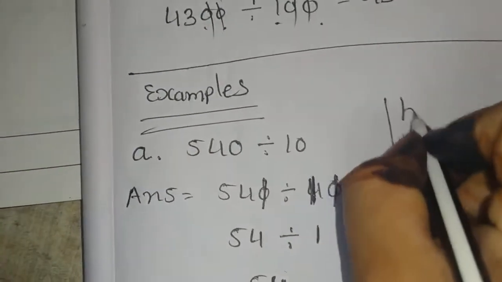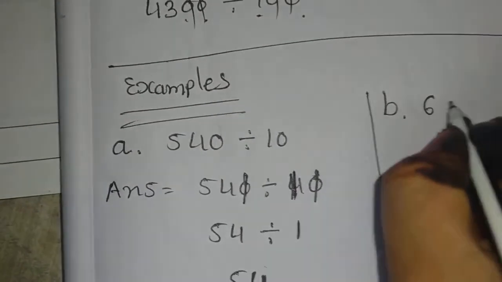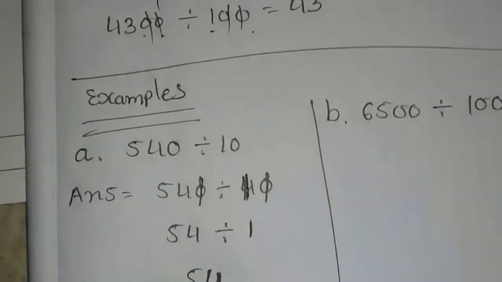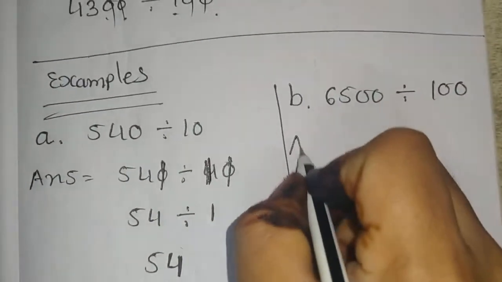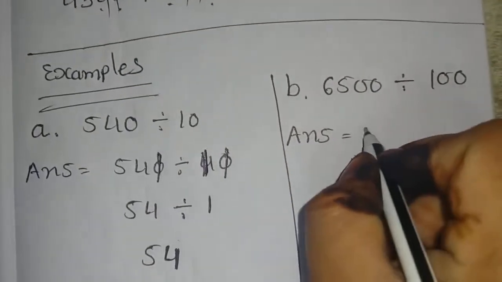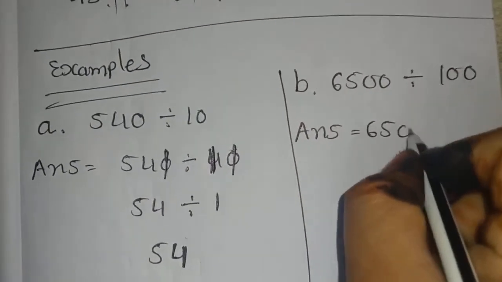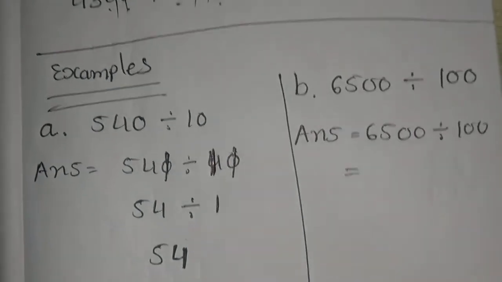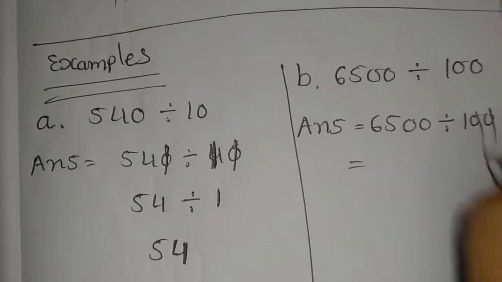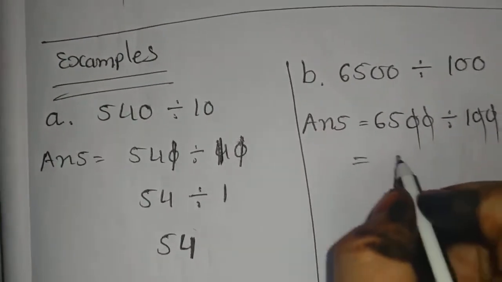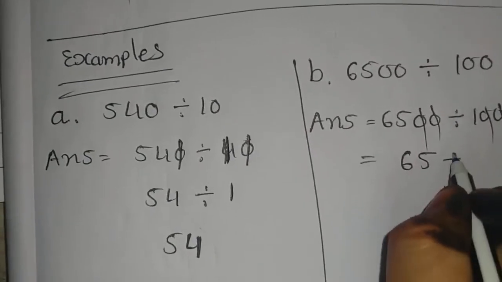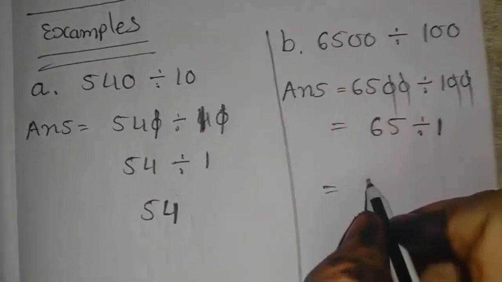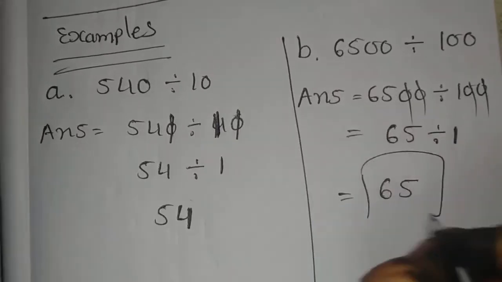Then second question, B1 question is 6500 divided by 100. So what we have to do? We have to write it here. Answer is equal to 6500 divided by 100. So what we have to do, students? We have to cancel the 0s. So answer is 65 divided by 1. So here we have to write 65. 65 is the final answer.